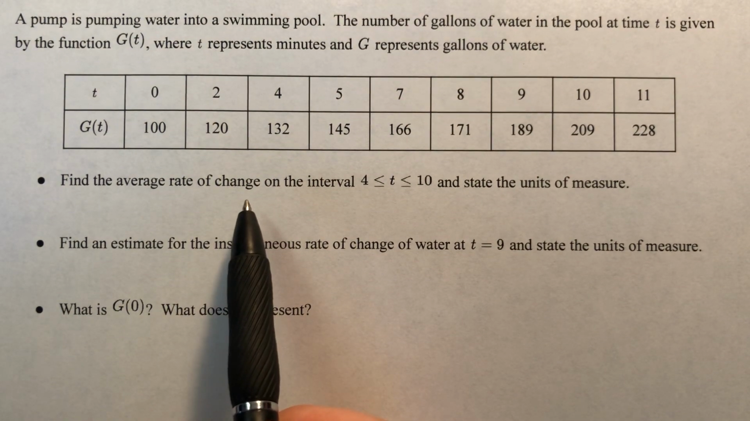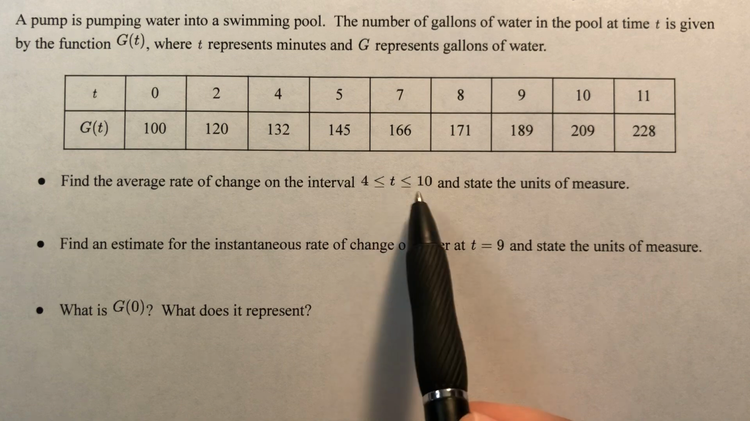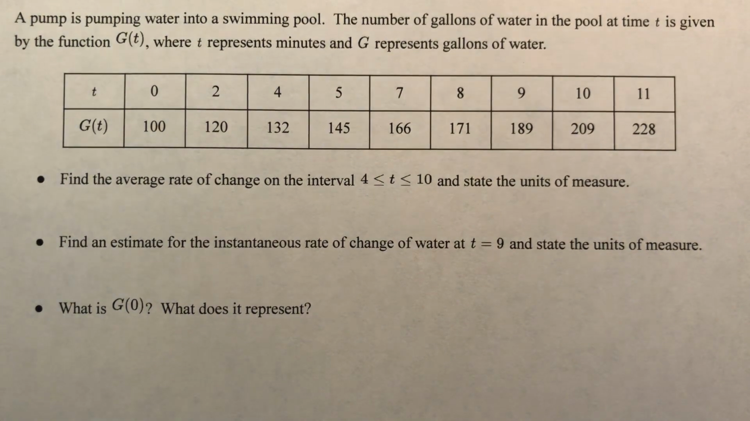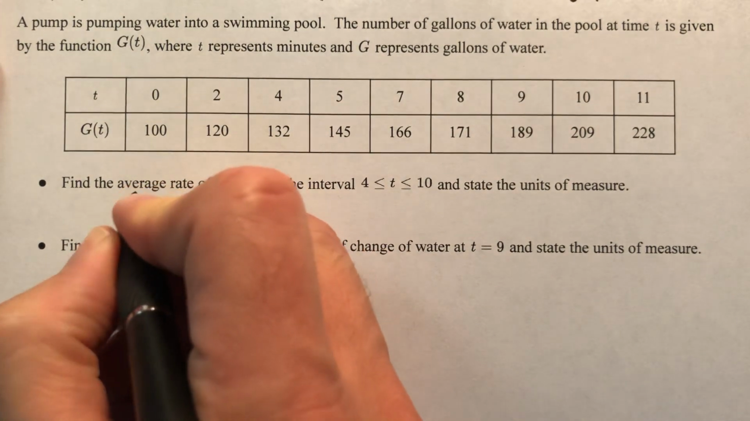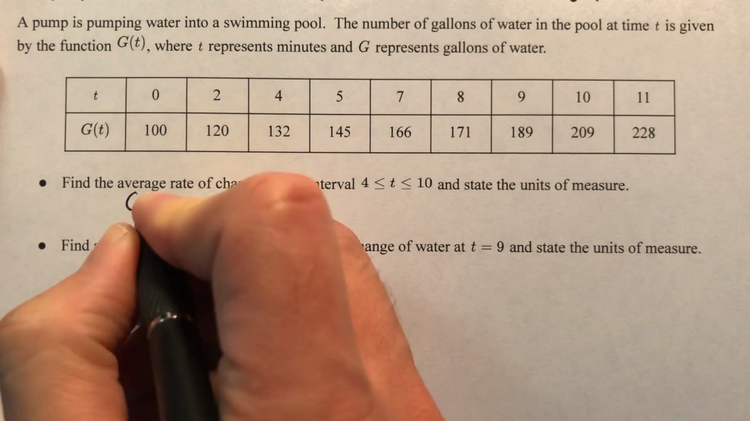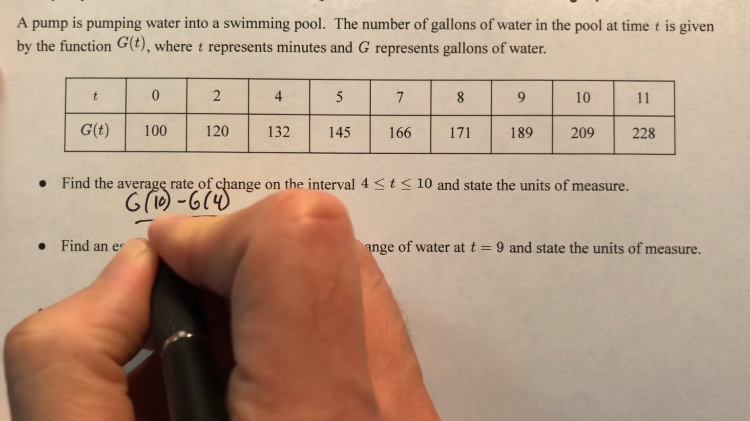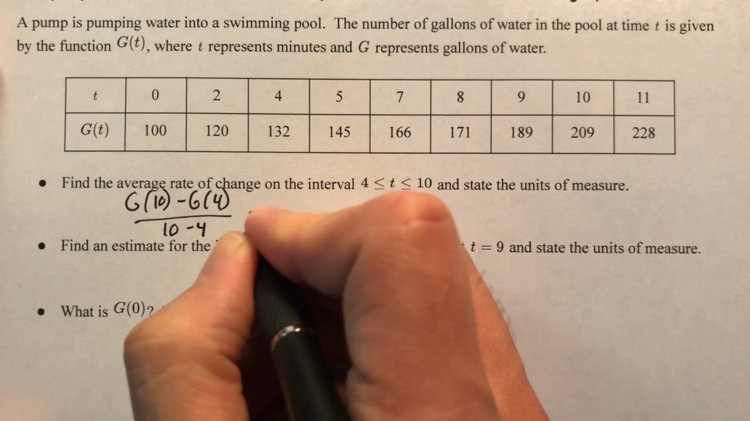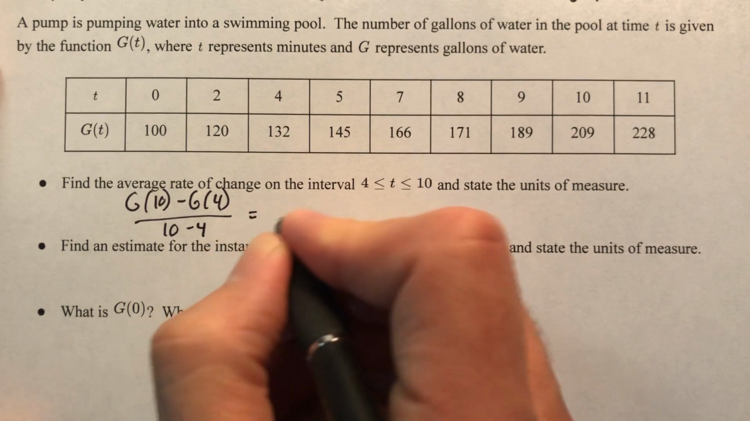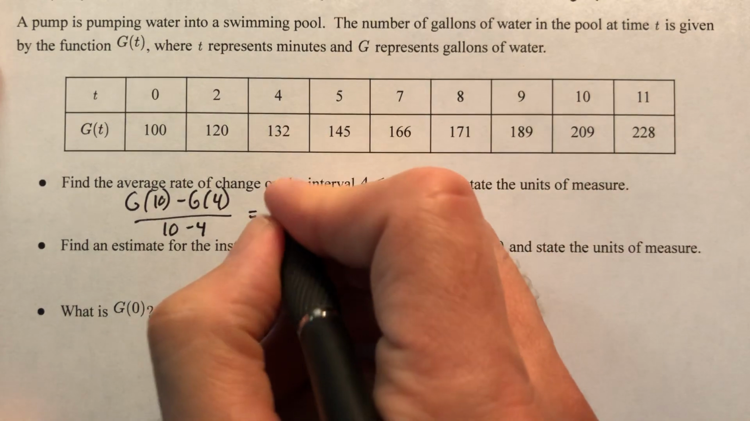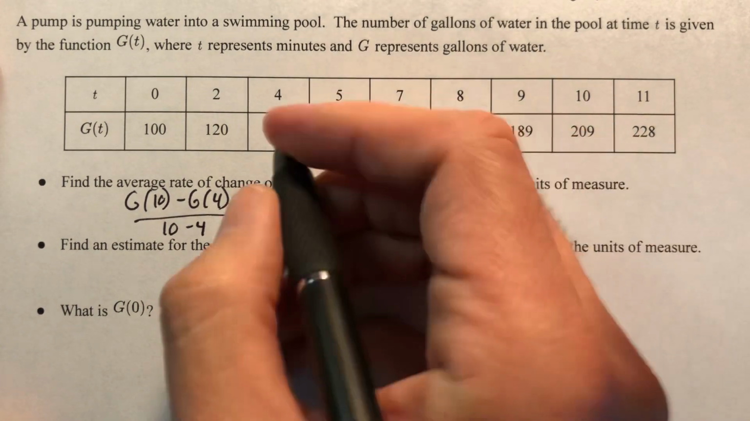What is the average rate of change? That's the slope on an interval from 4 to 10, and state the units of measure. Okay, well, let's do it. And I'm going to put words in with my math as I do this one. So I want to find the average rate of change. So g of 10 minus g of 4 over 10 minus 4. Well, my denominator is 6, and my numerator is 209 minus 132.